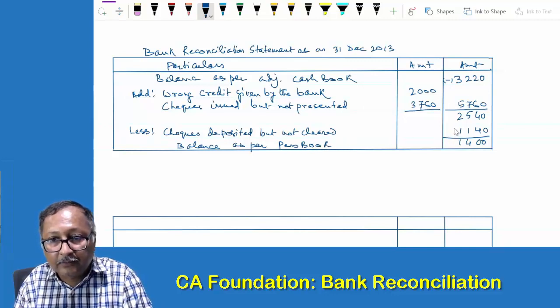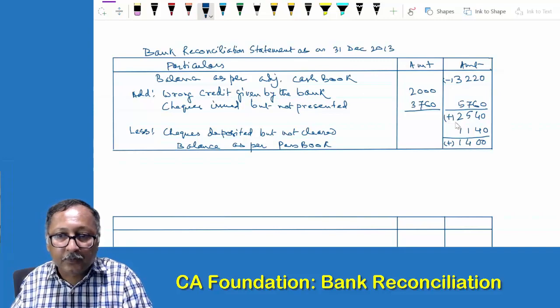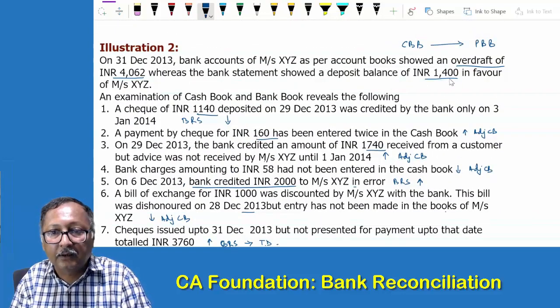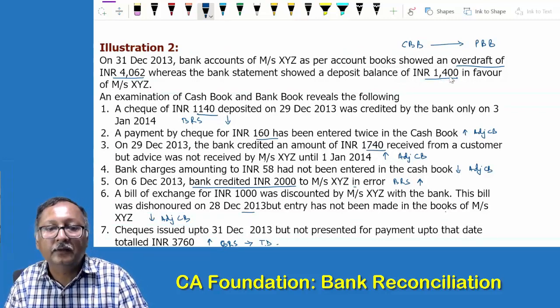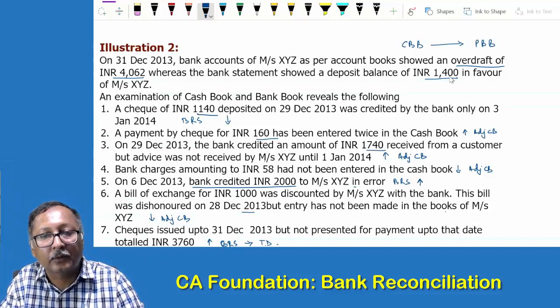This is a positive balance. So this was positive balance. If we reduce it also, this is also a positive balance. Now let's see, in the statement it is given, yes, they have told that deposit balance of 1400. So our BRS got tallied. So like this, if they ask for an adjusted cash book to be made, you can make the adjusted cash book and do the balance sheet.